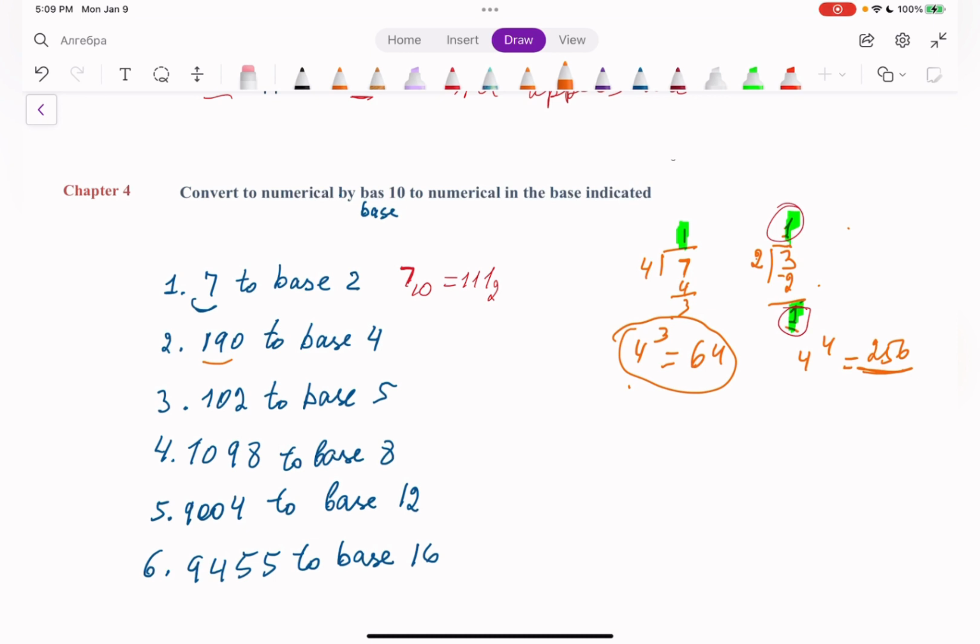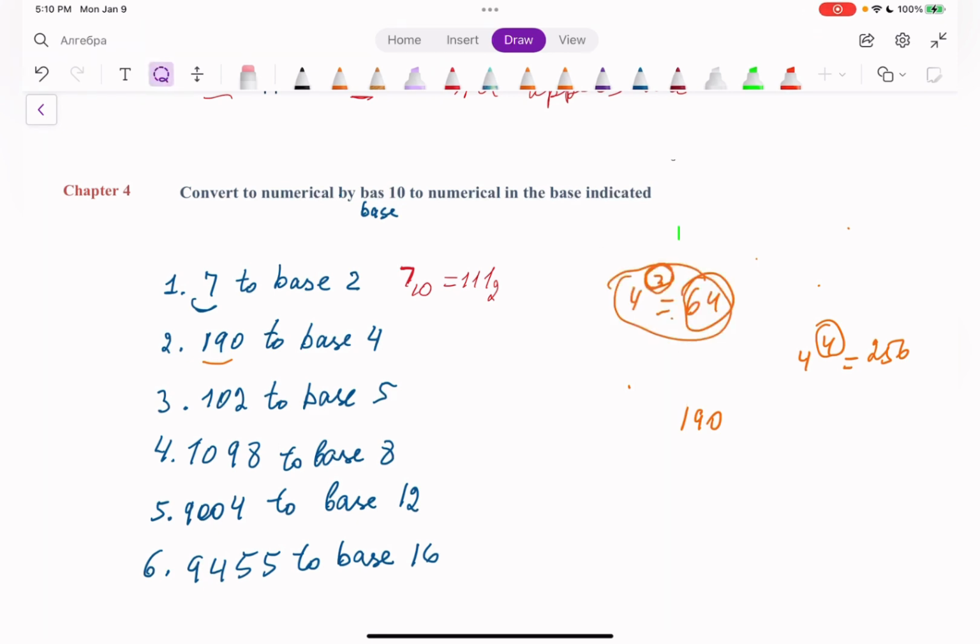So next, I don't think I will have enough space to keep all this drafting, so I'm cleaning this one so I can use the space. So 4 to power 3 is 64, which is the closest number, the maximum power I can raise 4 to get close to 190, because 4 to power 4 goes beyond 190. Okay, so I'm taking 190 and dividing by 64.